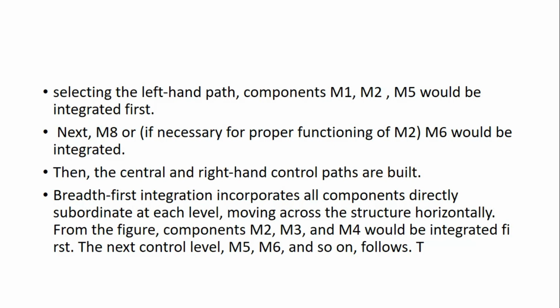The breadth first integration incorporates all the components directly subordinate at each level, moving across the structure horizontally. From the figure, components M2, M3, M4 would be integrated first, then the next control level, M5, M6, and then it goes on.